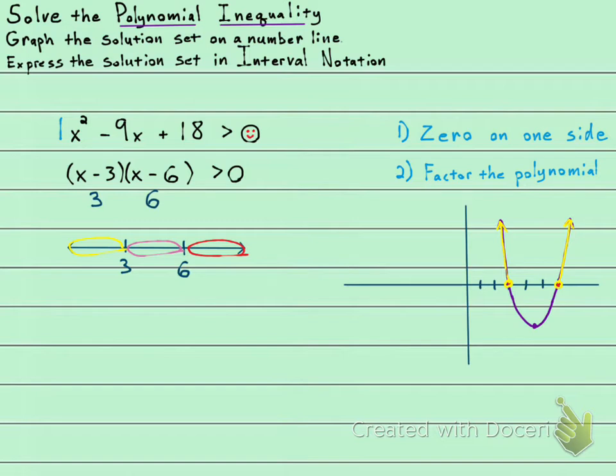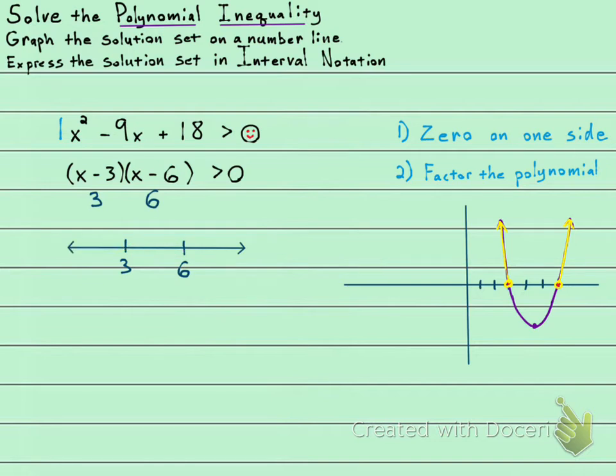Now, I need to test a point in every interval. I need to test 3 points. If I test a point in one interval and that point is part of my solution, everything else in that interval is part of the solution. I'm going to accept the entire interval that I just checked. But if I get one test point that does not fit in the solution, then nothing else in that interval is going to be part of the solution.